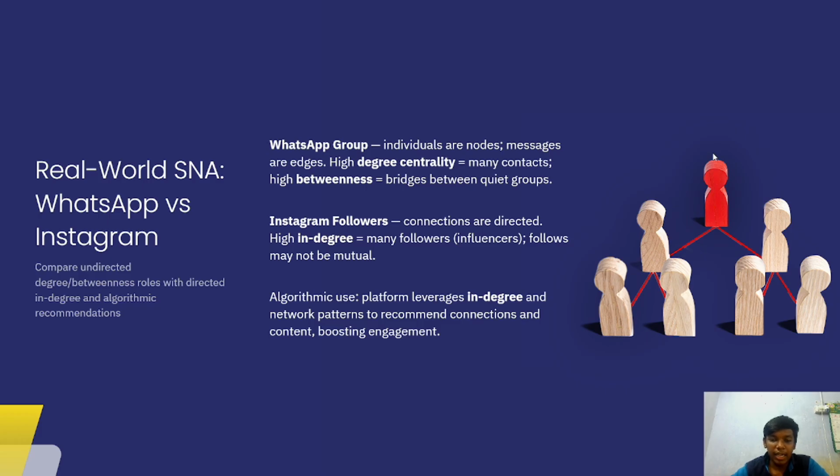And next, real-time SNA, so SNA in schools and offices. Social network analysis is very useful in real-time situations like schools and offices. In school, we can study how disease spreads. Students are nodes and their contact with others forms the edges.